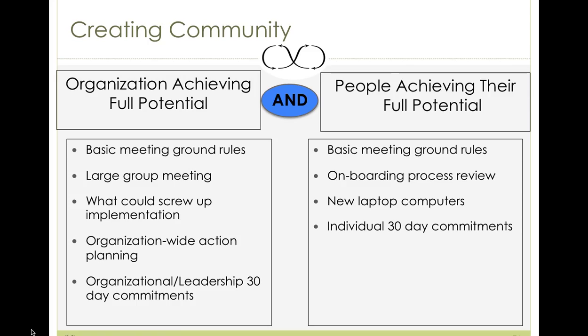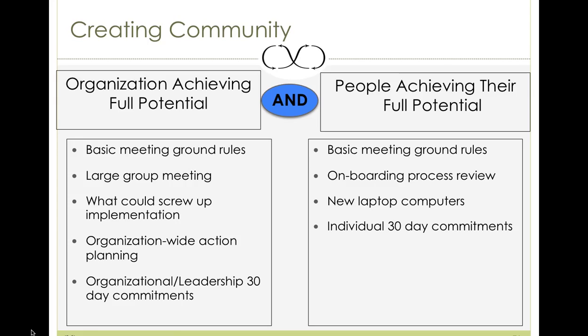Now, what about individual people? Well, again, ground rules. So I can do my best work and we can do our best work in this meeting by paying attention to both. This onboarding process review that was one of the things that got named as plans for the future. This was on another principle. Here we see it as each individual coming on board can do their best work.